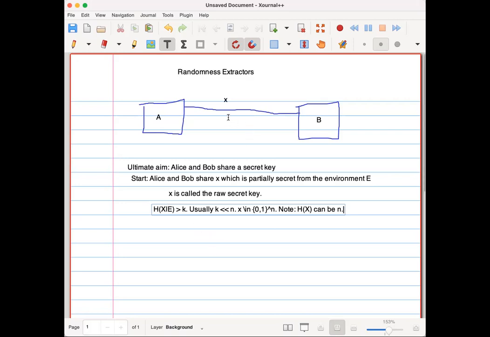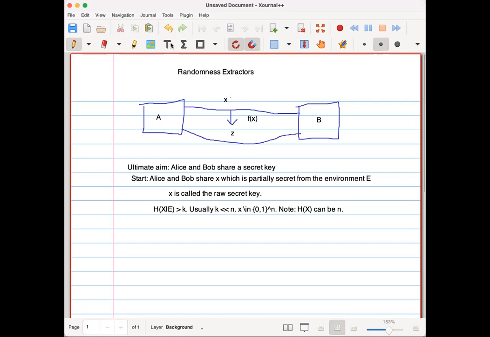So what will they do? Let me explain. Remember, Alice has a copy of X, Bob has a copy of X. So actually they will apply a function on X. This is called the extractor function. They apply the same function f at both ends on X, and what they will get is some Z. And now this is the string that they're sharing.